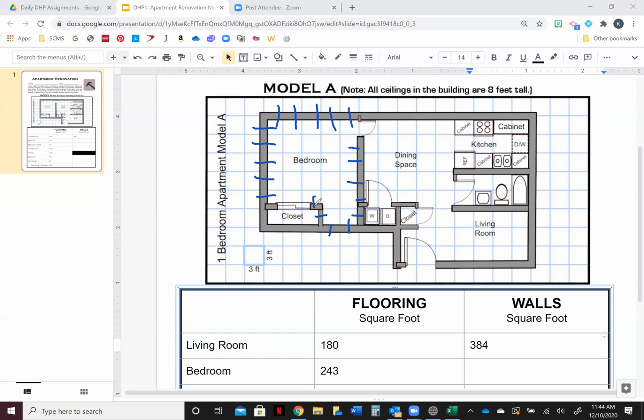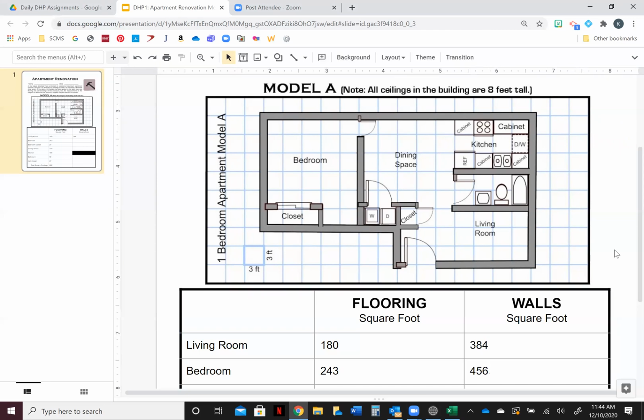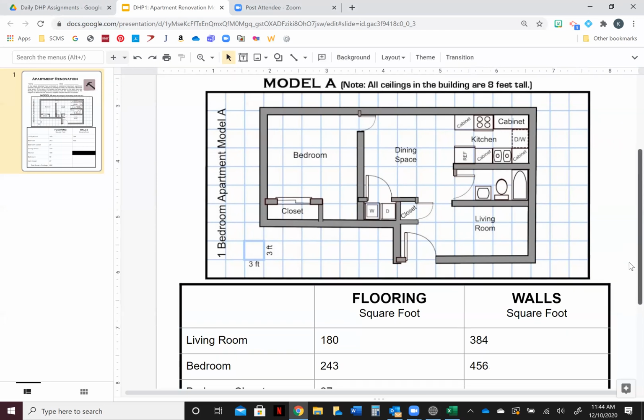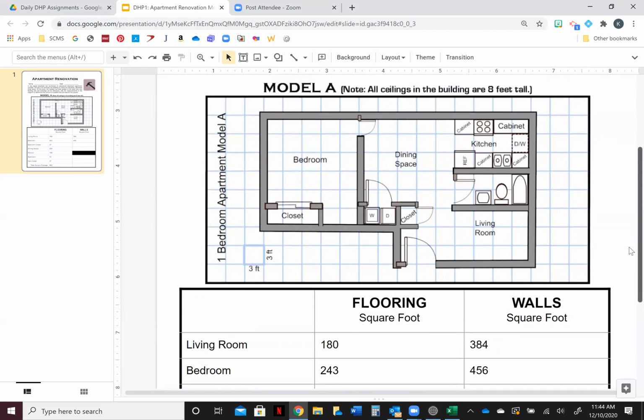So we would have 19, and we still have to multiply that by 3 because that's our length. And then we're going to multiply that by 8, which is our ceiling height. And that will give us 456 square feet. And I'll clear this so I can type it in here. There we go. And then I think the next one, Miss Gross, is the bedroom closet.